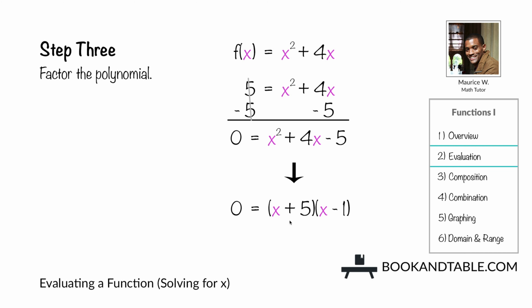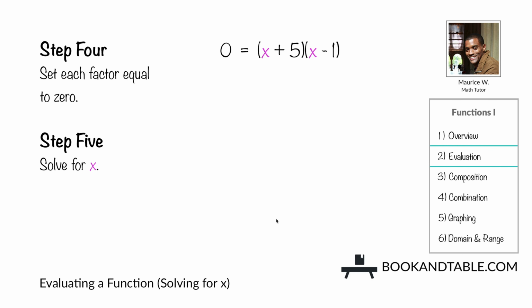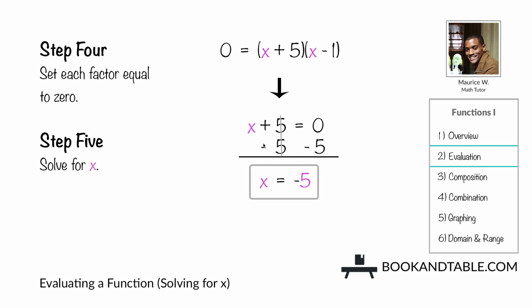And now with the polynomial factored, we can solve for the x's. So we want to set each factor equal to 0 and then solve for x. So we'll start with x plus 5. We set that equal to 0. And to solve for x, we want to subtract 5 from both sides, showing us that x is equal to -5.